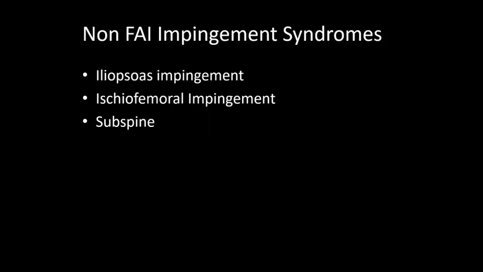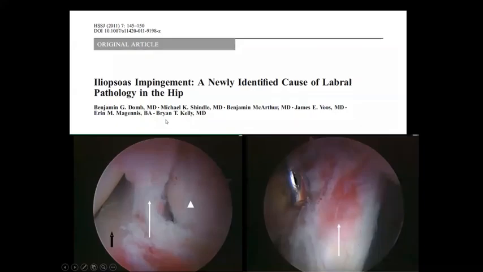Okay, so now we're going to move on to the second group of the hip impingement syndromes, which are the non-FAI impingement syndromes. The non-FAI impingement syndromes include three entities: the iliopsoas impingement, the ischiofemoral impingement, and the subspine impingement. We'll start with the iliopsoas impingement.